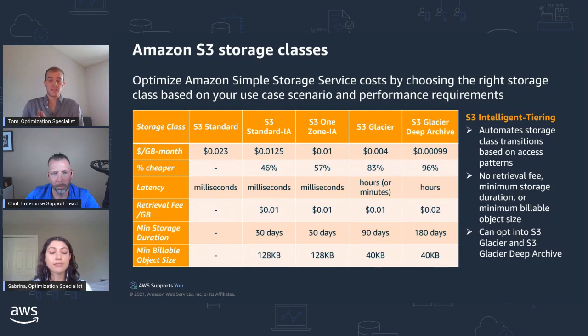Then, if the object is accessed, intelligent tiering will move the object back to standard and the transition timer will reset. Something important to highlight is that intelligent tiering has no retrieval fees, minimum storage durations, or minimum billable object sizes, and AWS recently announced the removal of the monitoring fee for objects smaller than 128 kilobytes. Additionally, you can opt into S3 Glacier and S3 Glacier Deep Archive classes as well. For these reasons, intelligent tiering is ideal for objects with unknown, changing, or unpredictable access patterns, regardless of size or lifespan.